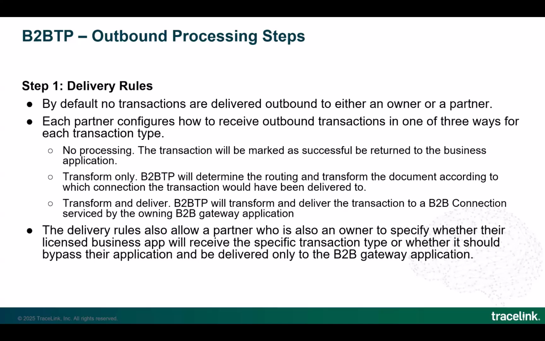The last option, which is the most used option, is called transform and deliver. If this option is set up for a particular transaction, then the receiving system will receive the outbound canonical, transform and convert it to the correct format, and then deliver it to the correct B2B connection. So now let me go back to my company and show you. This is my partner company.